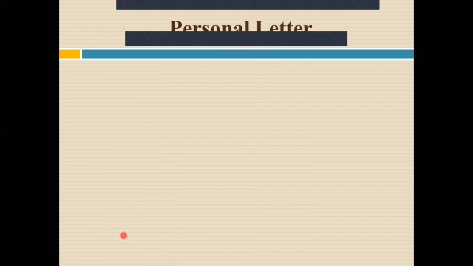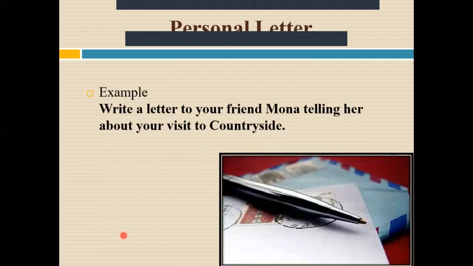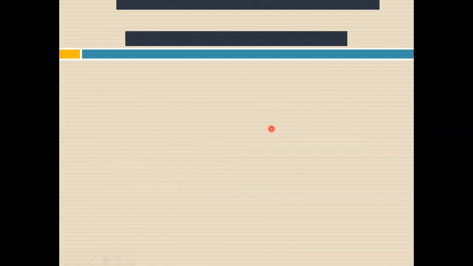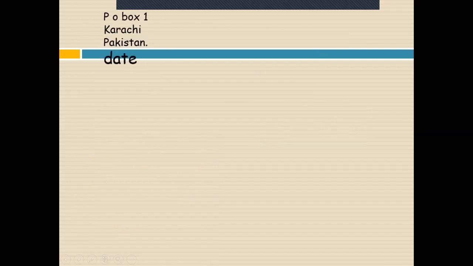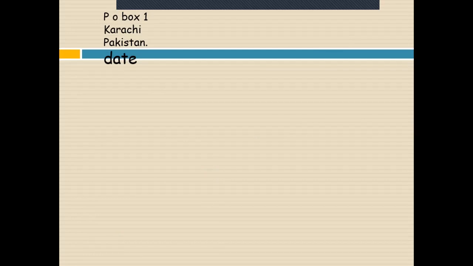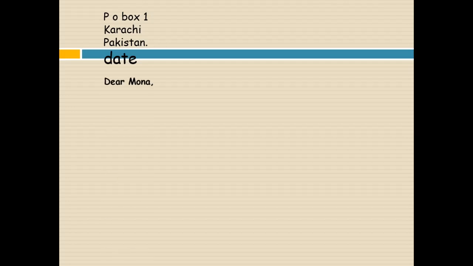Here is an example of writing a personal letter, or letter to a family member, or an informal letter. Write a letter to your friend Mona telling her about your visit to the countryside. This is the format of the letter, how you are going to write it. First, you will write the address, then the date. Address is PO Box number 1, Karachi, Pakistan, and for the date you will write today's date. You will not give the heading of date, but you will write today's date.